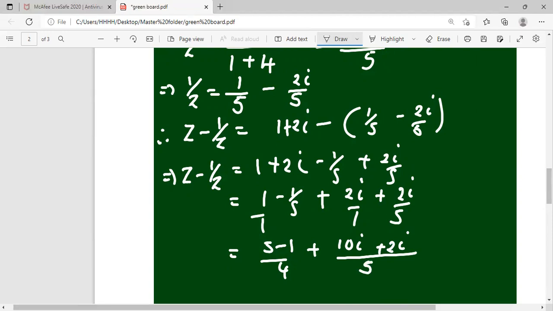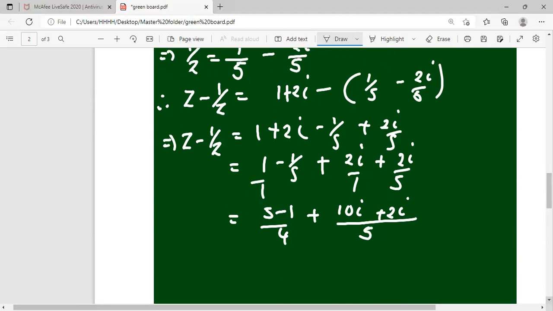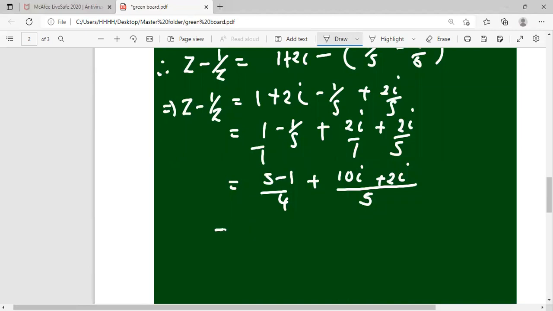Okay, so we're almost there. This means that, please take note, this is 5, not 4. So here I've got 5. So this will produce 4 over 5 plus 10i plus 2i. This is 12i over 5. And this is our answer.